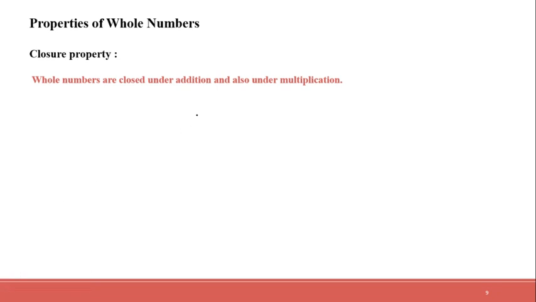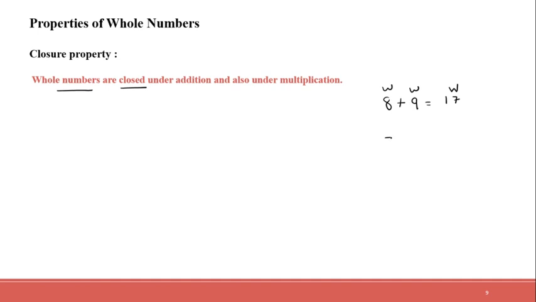Not subtraction. Okay, so here, what does it mean that whole numbers are closed under addition and multiplication? That means if I add two numbers, let's say 8 is a whole number, right? And if I add 9 to it, 9 is also a whole number. If I add these two, I'll get 17, and 17 is also a whole number, right?